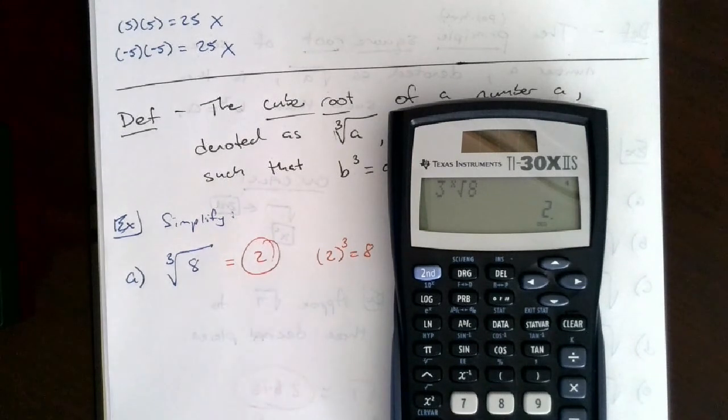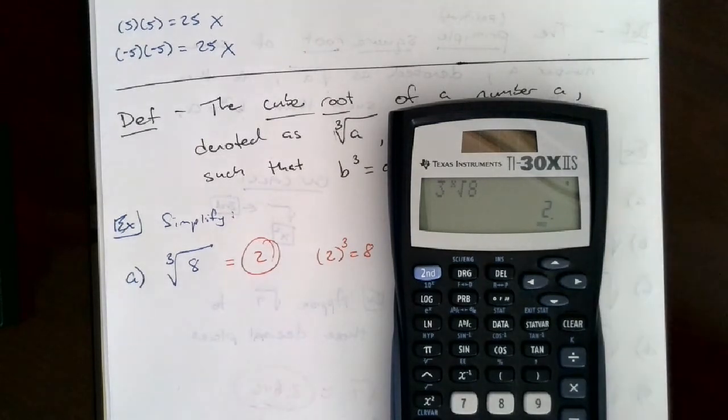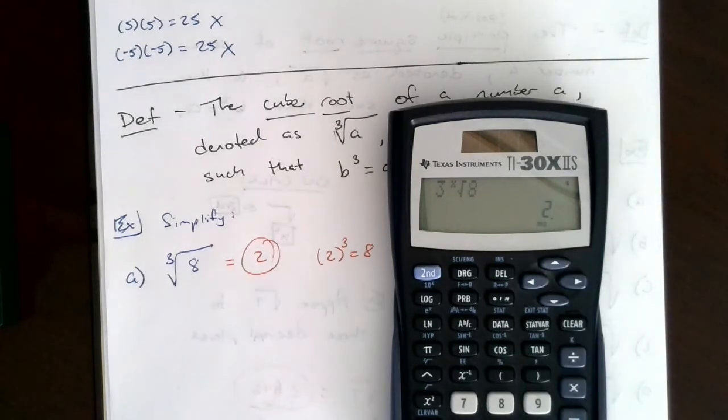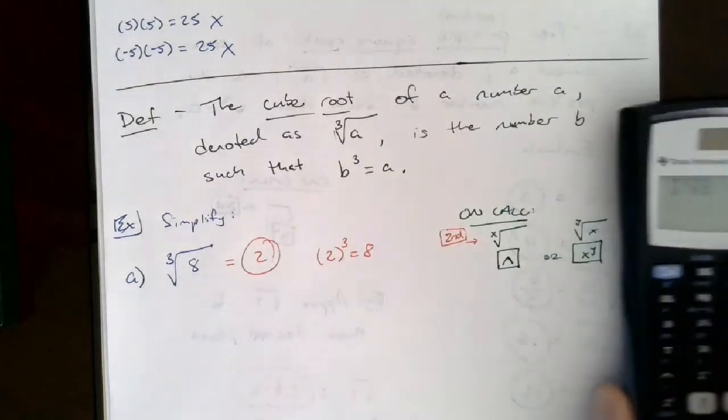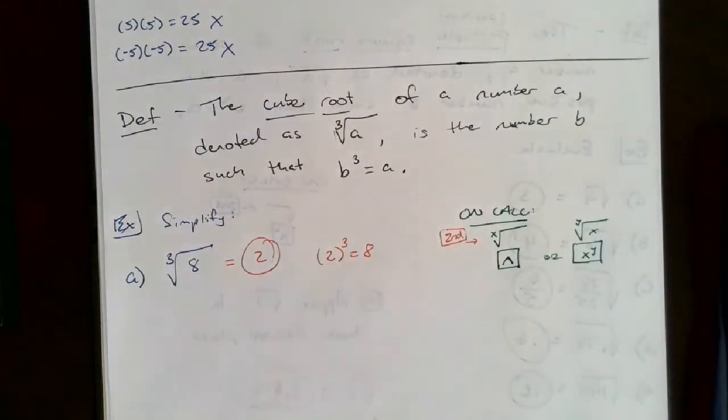If your calculator displays everything on the screen, you might have to type in the number first, then hit the second key, and then the root button, and then the root you want. So you have to do it in the opposite order. Let's talk about the next one here.